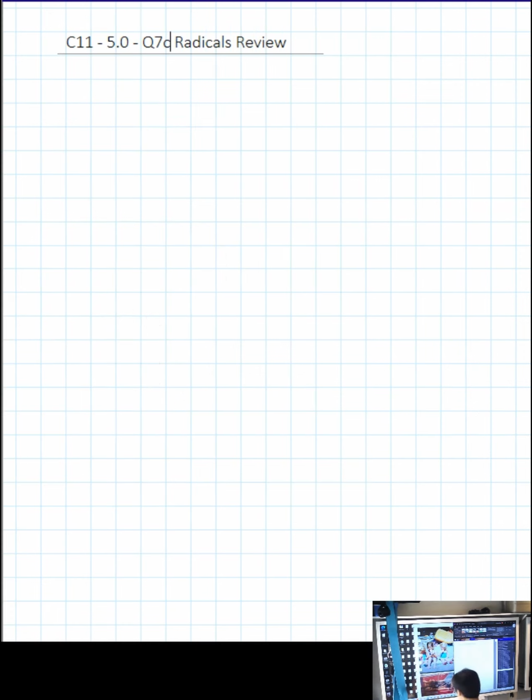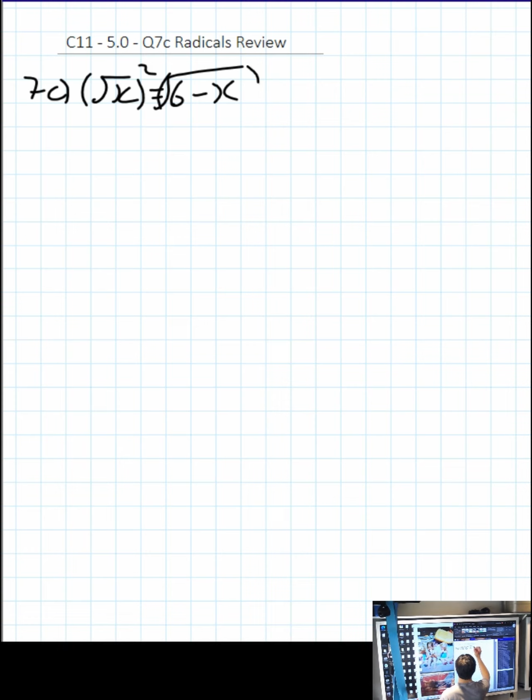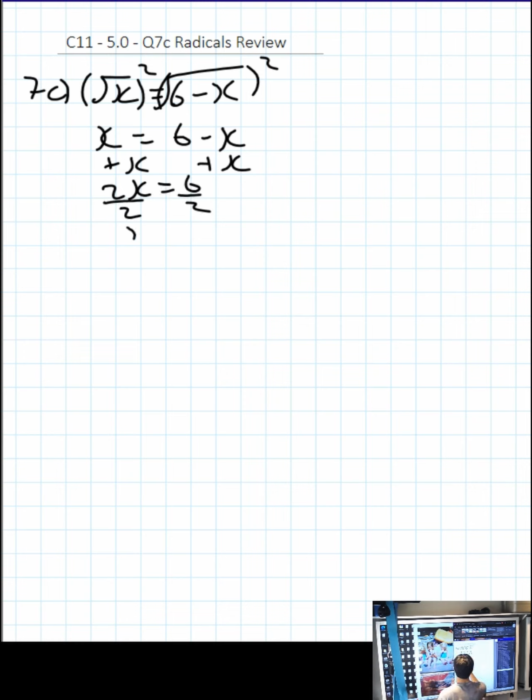All right. Okay, we have 7c. We have root x equals root 6 minus x, underneath the square root. Good, so brackets around the left-hand side squared, brackets around the right-hand side squared, and we'll get x equals 6 minus x. So if we add x to both sides, plus x, we'll get 2x equals 6, and we'll divide both sides by 2, and x equals 3.